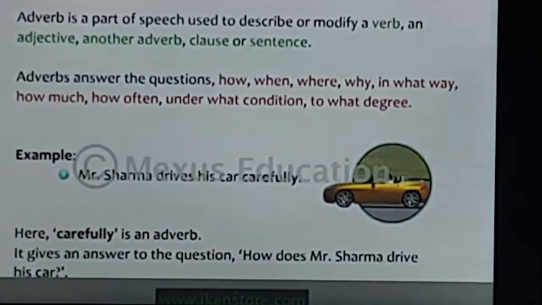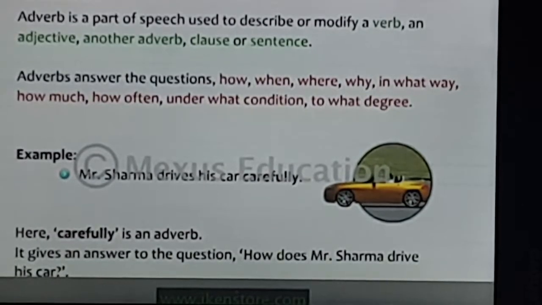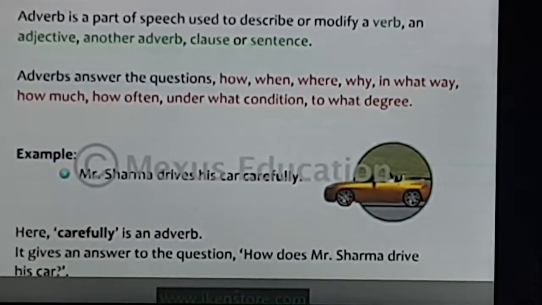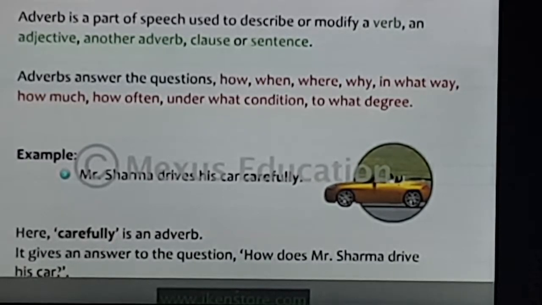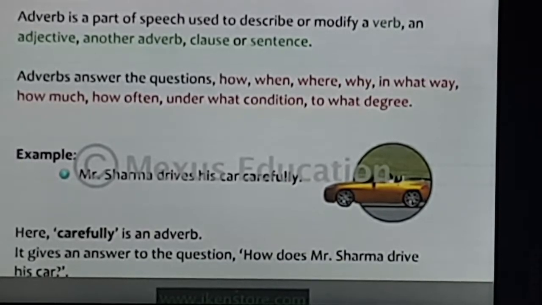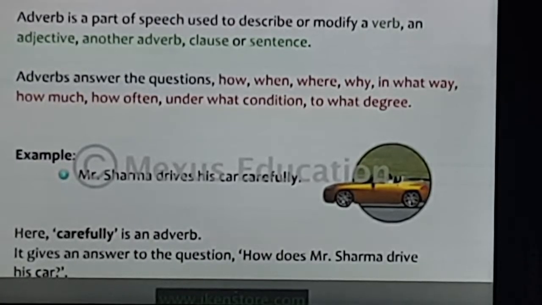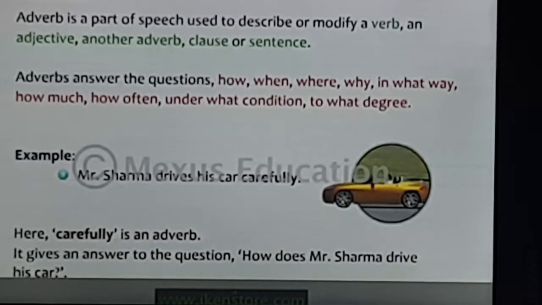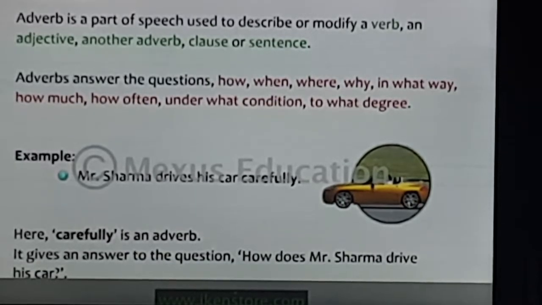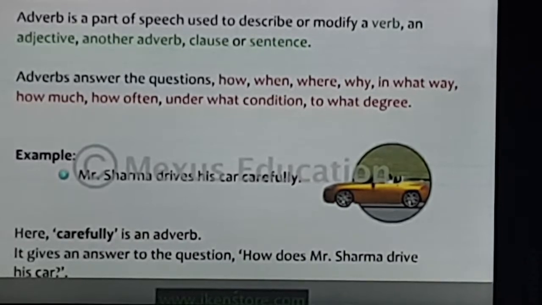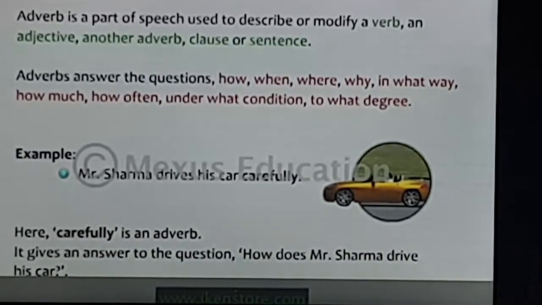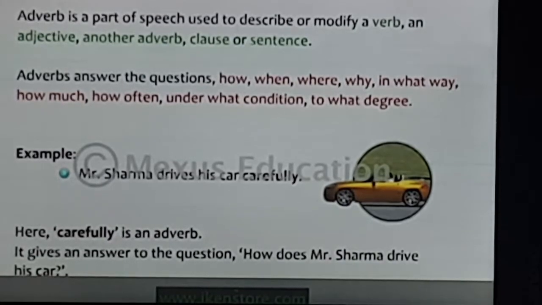Now the run up, let's revise the whole chapter again. As you know, an adverb is a part of speech used to describe or modify a verb, an adjective, another adverb, clause, or sentence. So this is just a revision of the whole topic. The first is the definition of adverb, that it modifies a verb, an adverb, or an adjective, or a clause, or a sentence. And adverbs answer questions. That is how they are categorized into different kinds, because the way they answer the question, that is how they are put in different kinds.